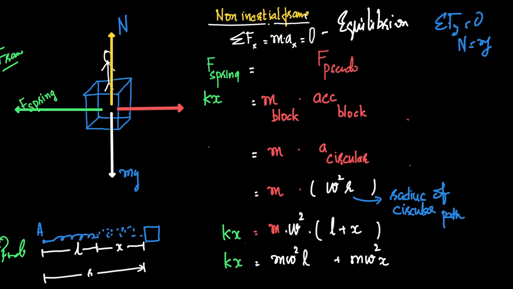What is F spring? F spring is kx. What is force pseudo? Mass of the block into acceleration of the block. What is the acceleration of the block? It is the acceleration of the circular motion. What is the acceleration of circular motion? Omega square r, where r is the radius of the circular path.